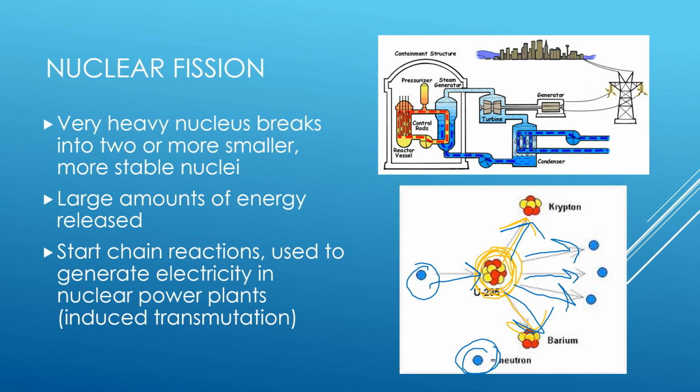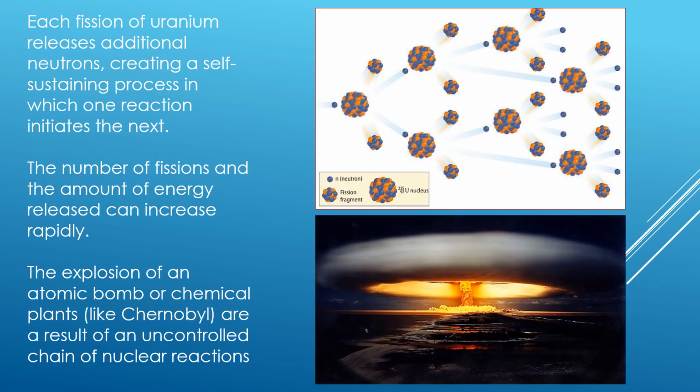So if you had to guess, what do you think these 3 blue neutrons can then do now that they are free? And the correct answer is on the next slide. I don't need you to write any of this down, but I did want you to see it. Each fission of uranium releases additional neutrons. Those are the 3 little neutrons we just saw. It creates a self-sustaining process in which one reaction initiates the next.